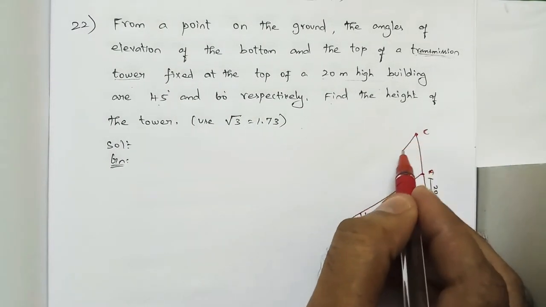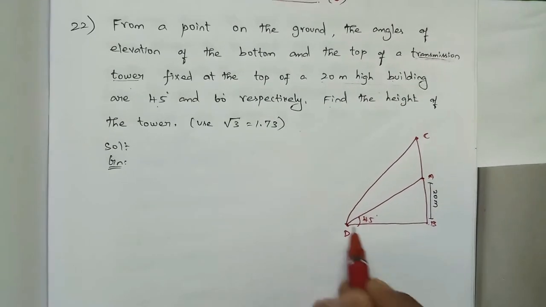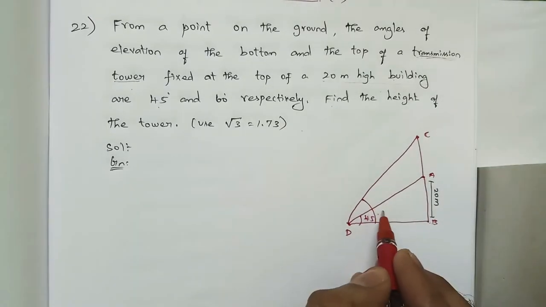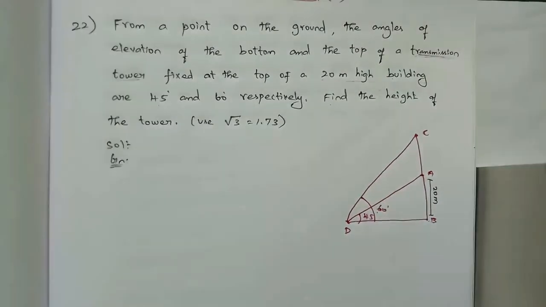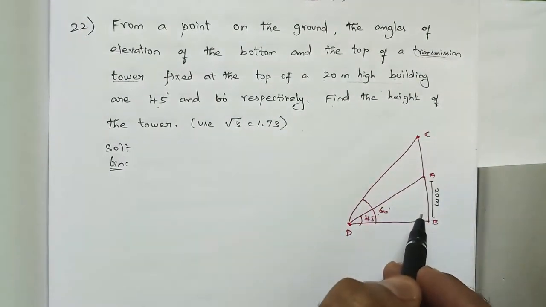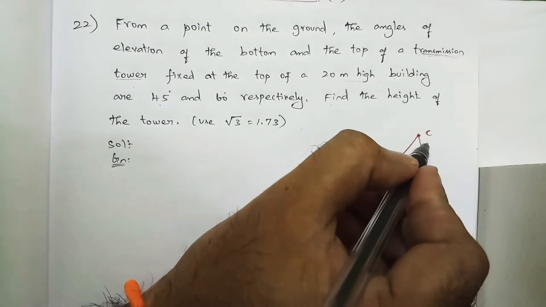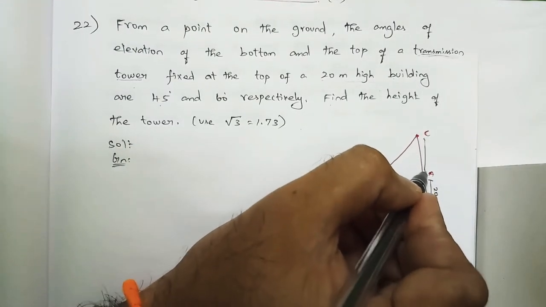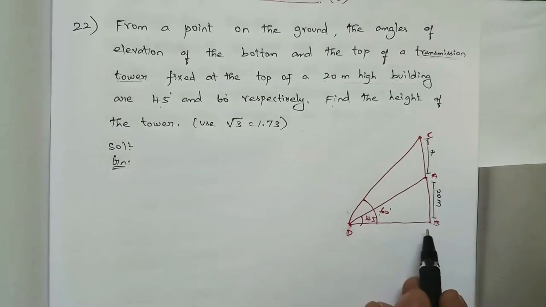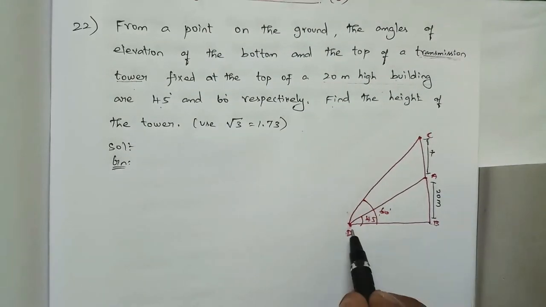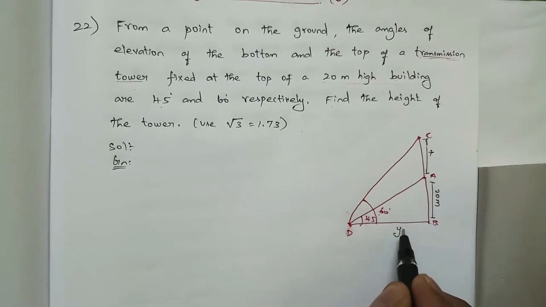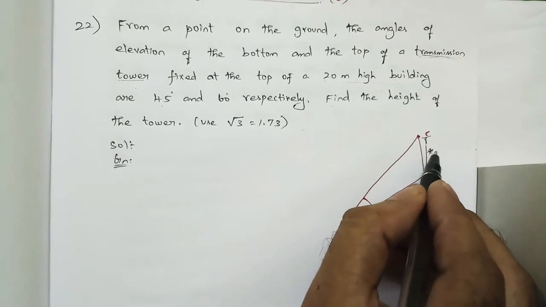Now I'm making that AC. What is the angle of elevation of the top of the transmission tower? That is 60 degree. Now what do we want to find? We want to find the height of the tower. I'm assuming that the height of the tower is x. I'm also assuming that the distance between the foot of the building and the point is y meter.